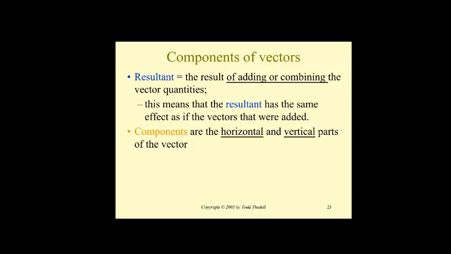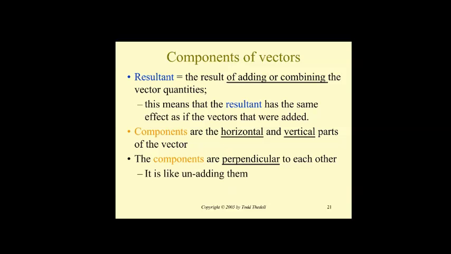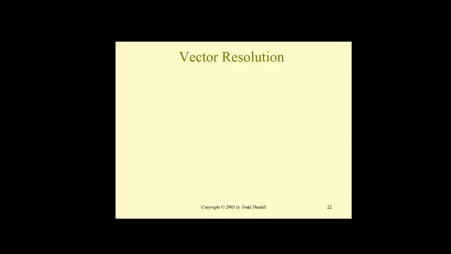Components are either horizontal or vertical parts of the vector, and the components are perpendicular to each other. That makes it really handy. It is like we are unadding. So we're going to take a vector and we're going to unadd it to its components. This has a special name. This is called resolving the vectors. So watch for those instructions when you come across them.